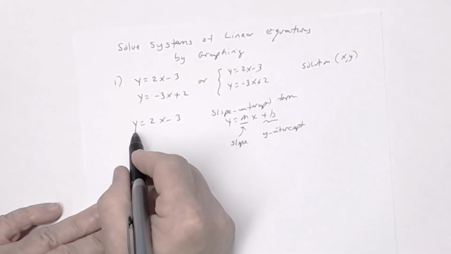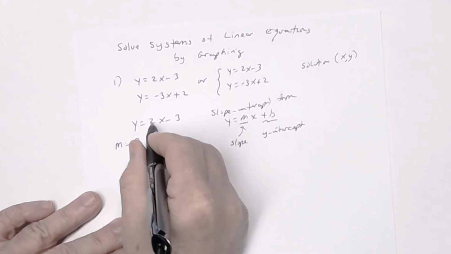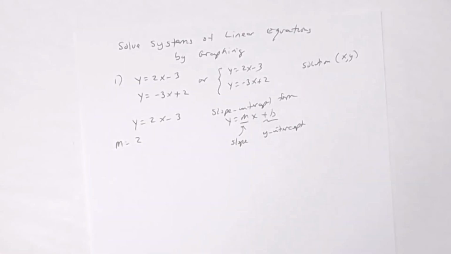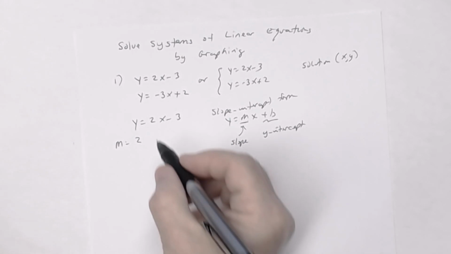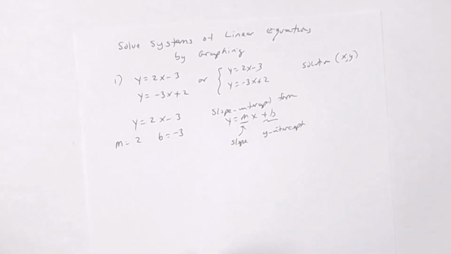So in our case here, y is by itself, so it's in slope-intercept form, so the slope here is 2, the coefficient of x. Don't say 2x, the slope is just 2. And my y-intercept is this constant, which is a negative 3.